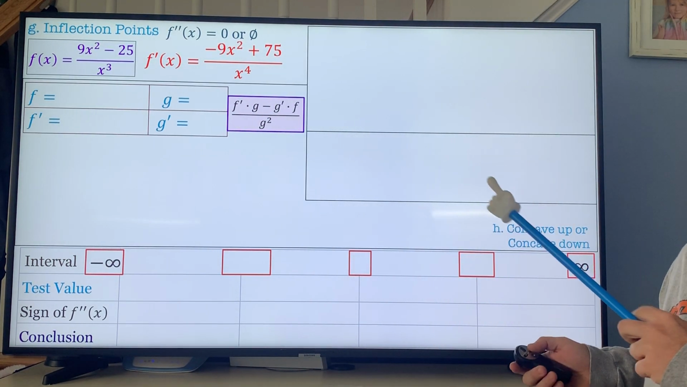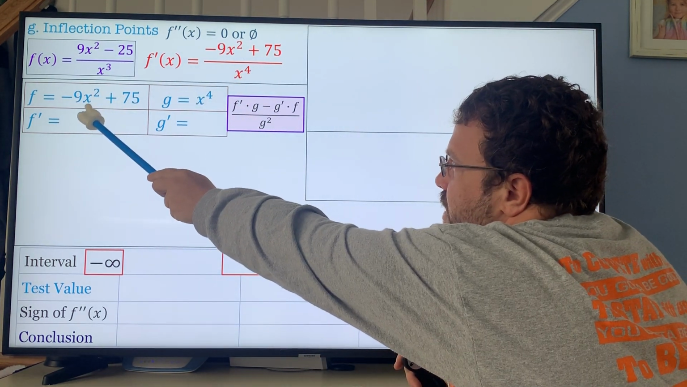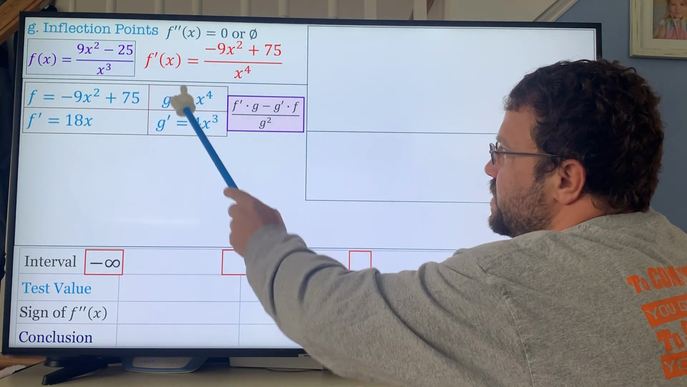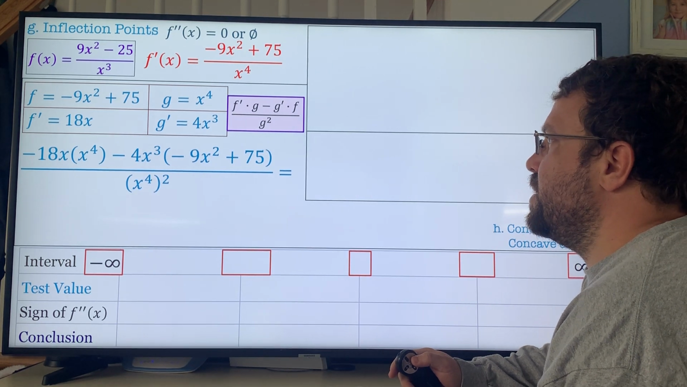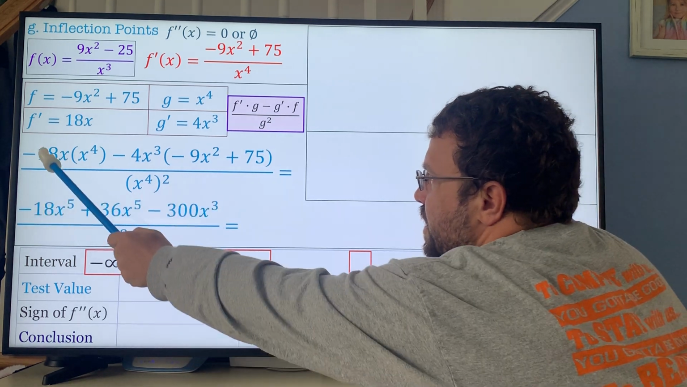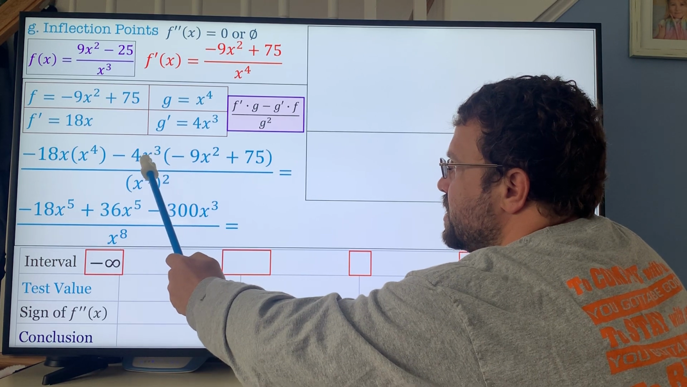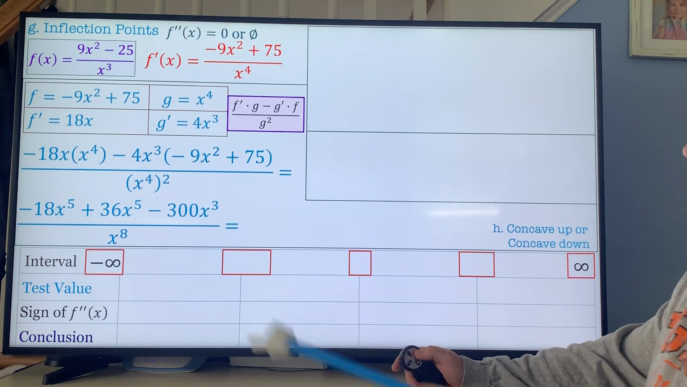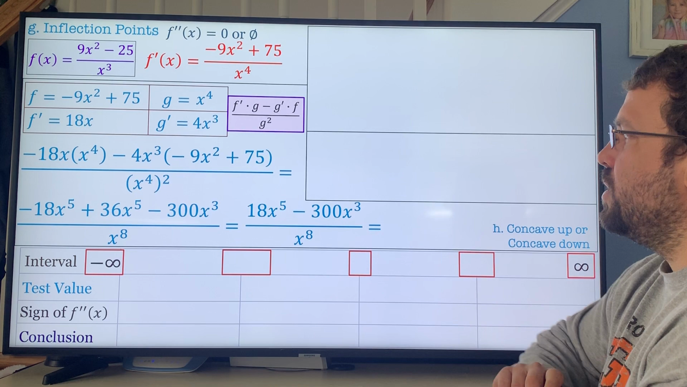All right, so you derive that one. Your f is your numerator. Denominator, negative 18, x plus 0, 4x cubed, f prime g, g prime f. So negative 18x, x plus 4 minus 4 times that. Now, we can't reduce this yet, but what we can do, 4 times 2 is x to the 8th, negative 18x to the 5th, plus 36x to the 5th minus 300x cubed.